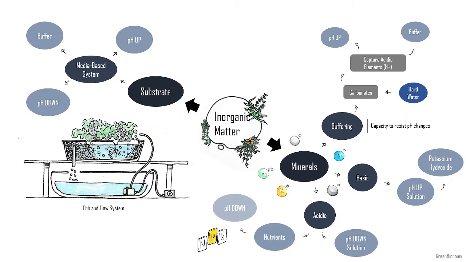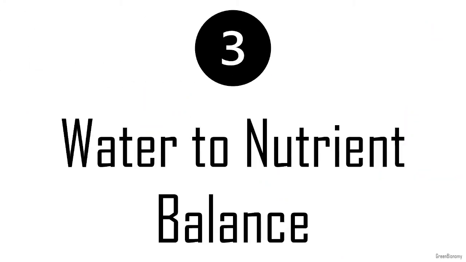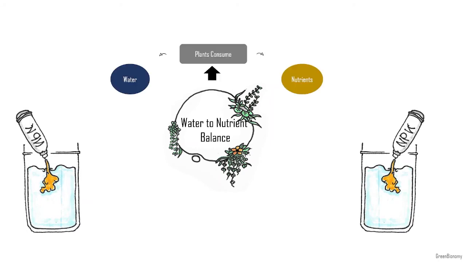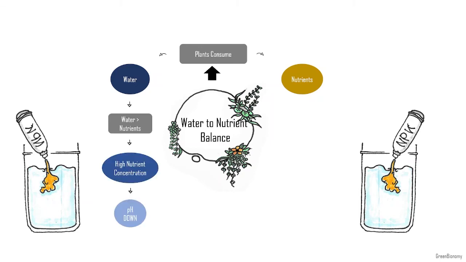The last thing affecting your pH is your water to nutrient balance. This one is more straightforward. We've seen that most nutrients are acidic, so the higher the concentration of nutrients in the water, the lower the pH. When your plants consume water and nutrients, they affect that concentration or balance of nutrients in the water. If the plants consume water faster than nutrients, the nutrient concentration will go up and the pH will go down. High water consumption depends on the plant type as well as humidity and temperature, which affects evaporation and transpiration rate. That's simply how fast the plant will transpire, just like you do.